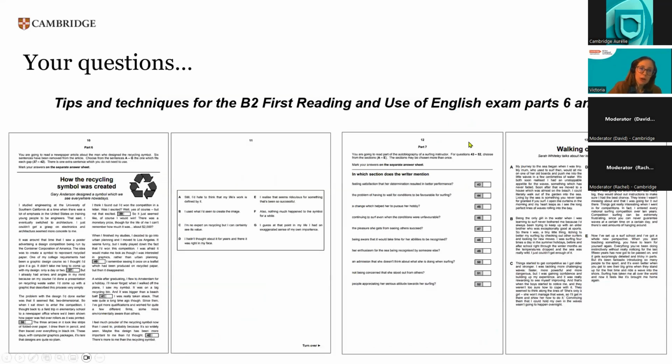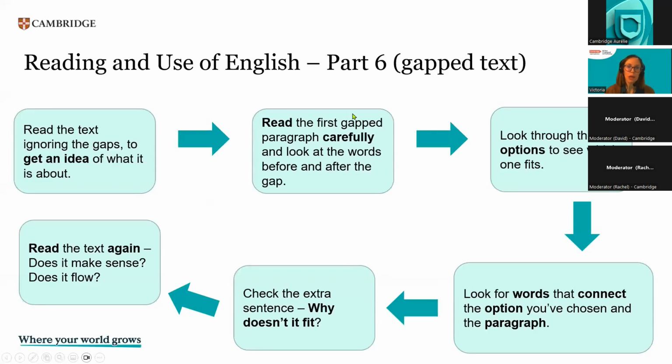Okay, more questions coming from you. Tips and techniques for parts 6 and 7. Part 6 is the one where some sentences have been removed. And part 7 has a longer text broken into different chunks, different paragraphs, or different shorter texts and questions for you to match. So how should we approach part 6?